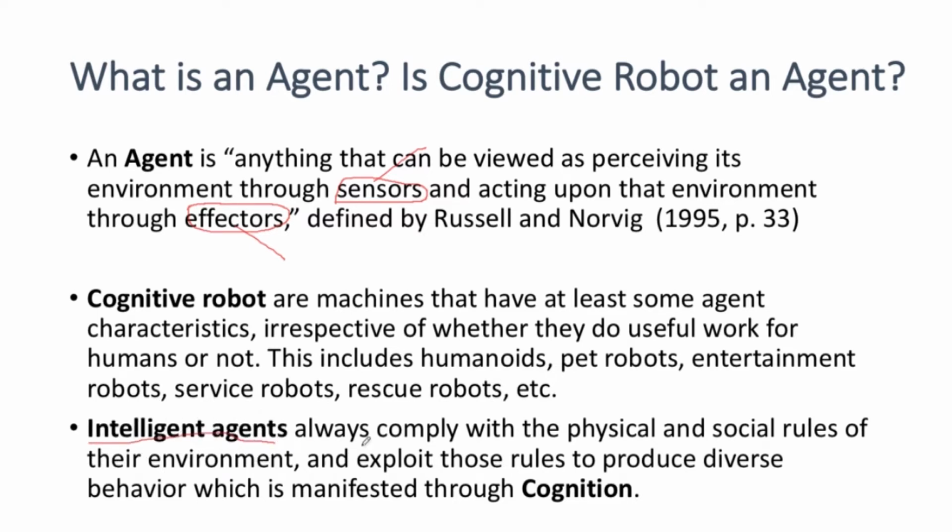As you can see, these are the agents which always comply with the physical and social rules of their environment. So it is not only essential to have some sensors and some effectors, but also they should comply with the physical and social rules of their environment and exploit those rules to produce diverse behavior. Now, whenever they are doing this, the intelligent agents, this is generally manifested through cognition. So this is what is important, that this is manifested through cognition. So let us then look into how exactly this manifestation happens in the system.